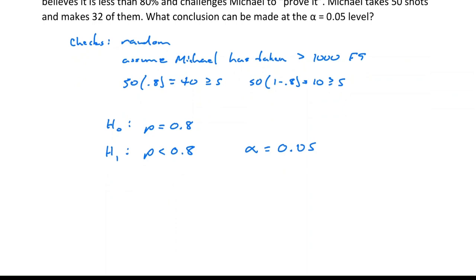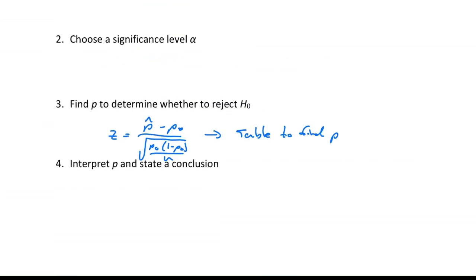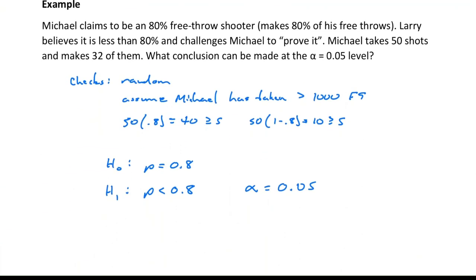Now, in this case, if we look at the formula again for Z, we need to know the sample proportion, the population proportion, and N. We know the population proportion, P sub 0, that's 0.8. We know N, that's 50. What we don't know is P hat. But we can find P hat, right? Because P hat is simply the proportion of free throws that Michael made in this particular sample. Out of the 50, he made 32. His proportion for this sample is 0.64. So that's our P hat that we're going to use.